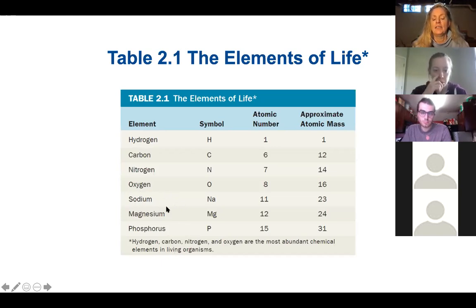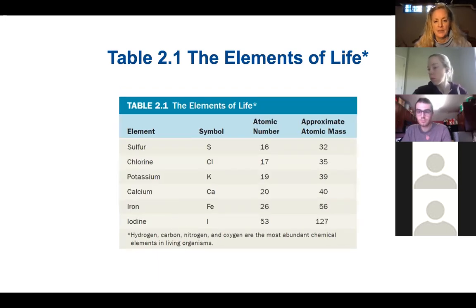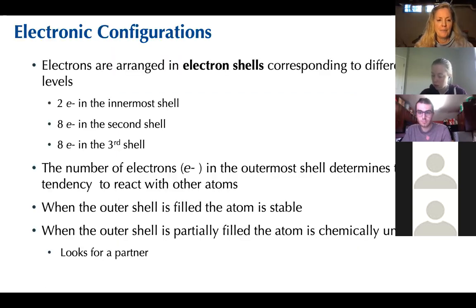So we have lots of sodium as our primary element that's floating around in our water, but also with some magnesium, phosphorus, and potassium. So there's sulfur, chlorine, potassium, calcium, iron, iodine on the second slide here. So these are sort of the minor elements. These are the inorganic elements that will form the salts that are in our body.